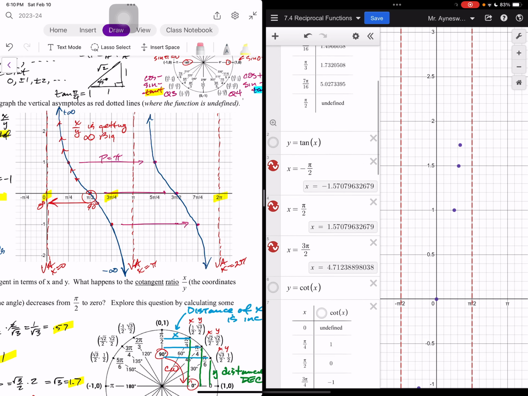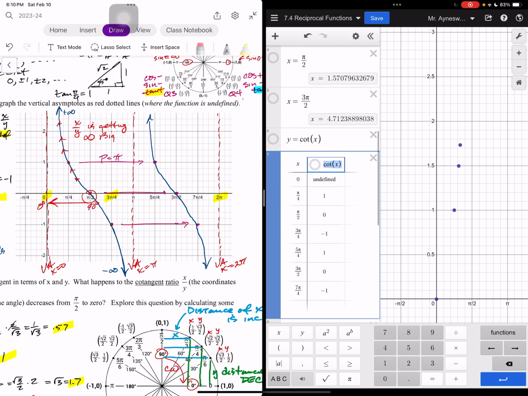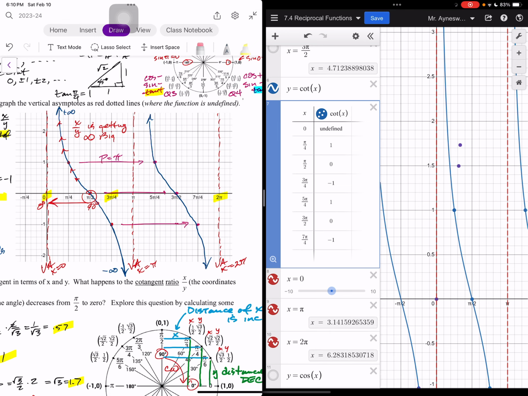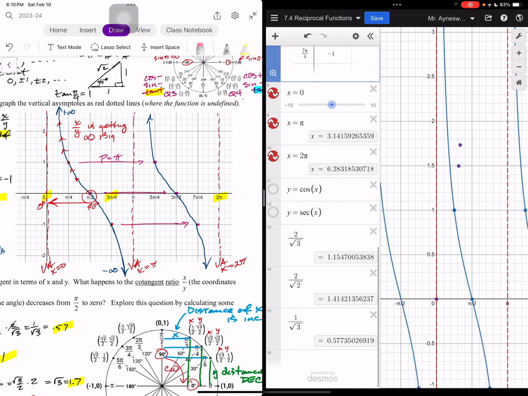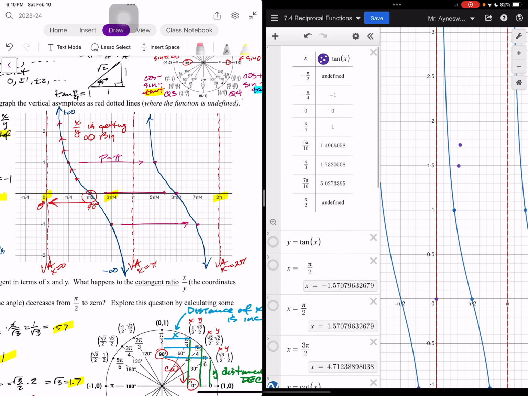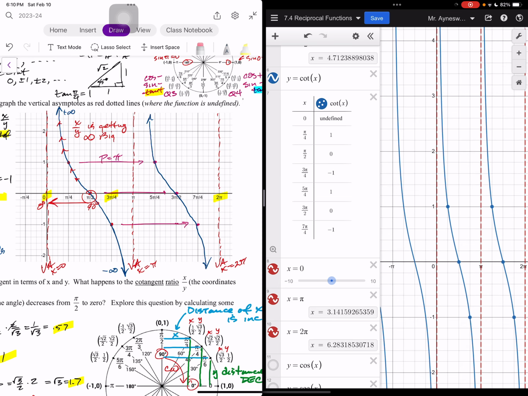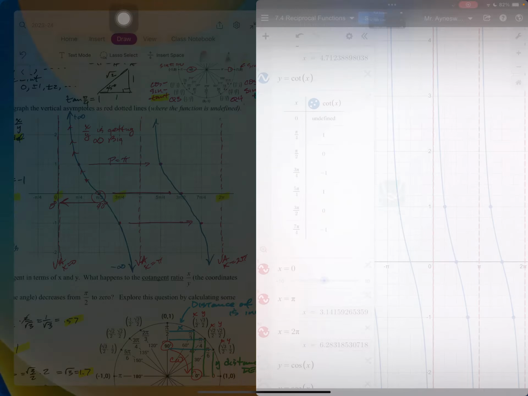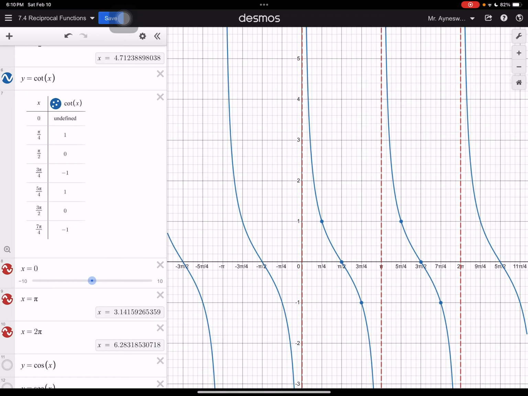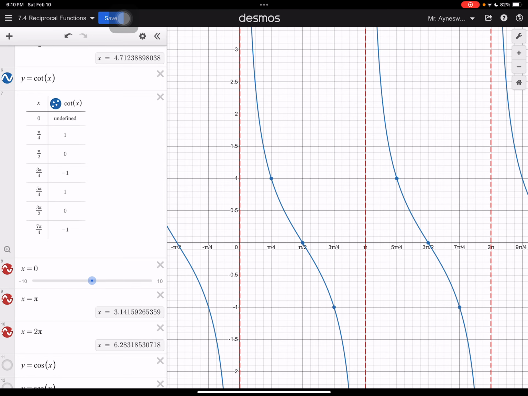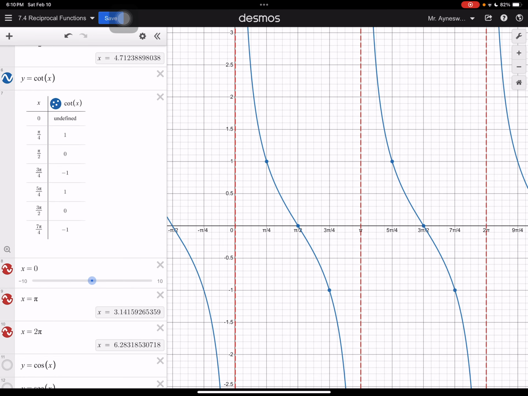Let me turn off my previous functions. We want to talk about the cotangent function. Notice that I put some points in here. You've got to type in your asymptotes to see what's going on. Let me make sure all the other ones are turned off. There we go. I have my cotangent function typed in. Let me maximize this here. There's two periods of the cotangent function.